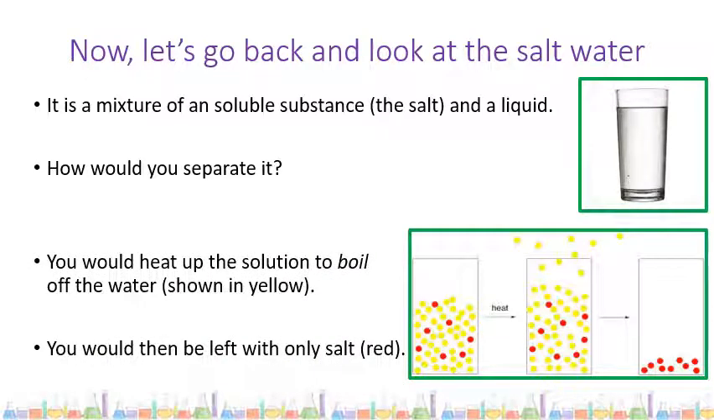So here in my second diagram, the yellow particles are all the water particles and the red dots, they're all the salt. And so if we apply heat to the glass, what will happen is the water will start to evaporate off. It will start to boil if we're heating it up. All the water particles will evaporate off, so they'll turn into a gas and they'll spread out around the room. And you'll be left with only the salt. So here we've only got the salt particles left.